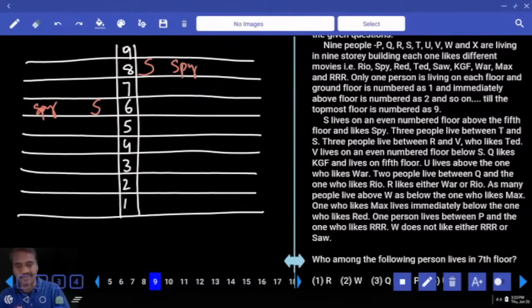And there are 3 people between T and S. Now in between T and S, how many? There are exactly 3 people. Now with 3 people between T and S, T must be on the second floor. Must it be? No.